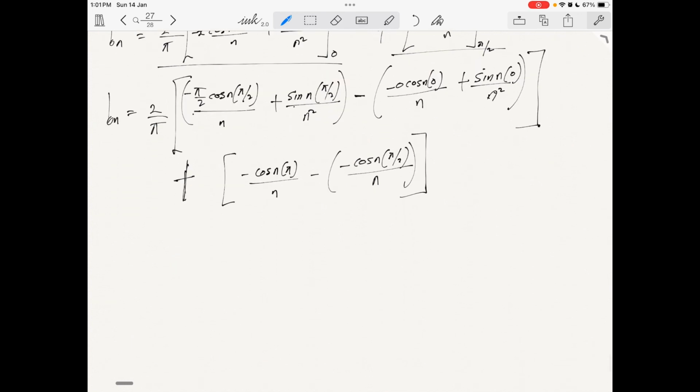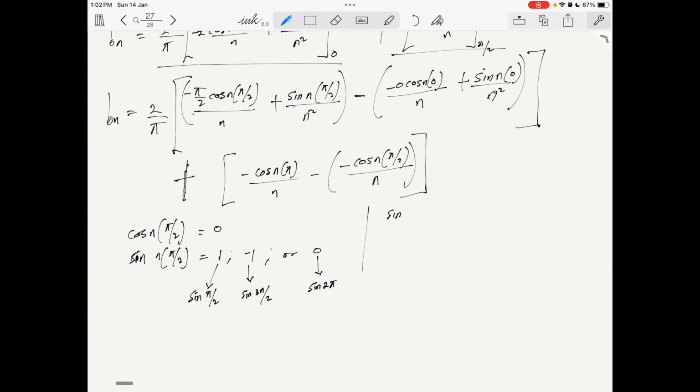Now to solve this, we will recall that cos n pi over 2 is equal to 0, and sine n pi over 2 can be equal to 1, minus 1, or 0. 1 in the sense that it can be sine pi over 2, minus 1 in the sense that it can be sine 3 pi over 2, and 0 in the sense that it can be sine 2 pi. Also sine n of 0 is equal to 0.